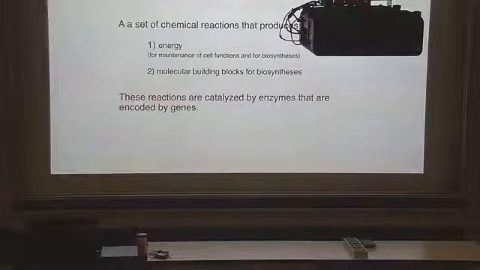Another biological network that we are often interested in is the metabolic network. Metabolic networks contain chemical reactions that can either generate energy or build essential molecular building blocks, for example amino acids or nucleotides. And these reactions are catalyzed by enzymes that are themselves coded by genes.